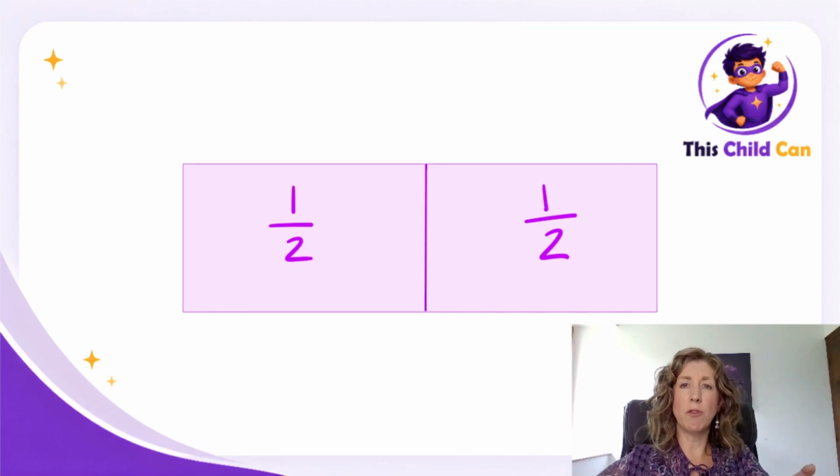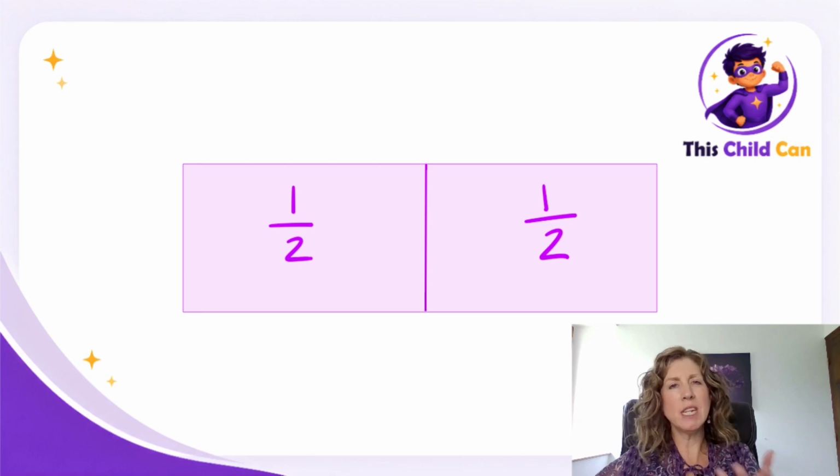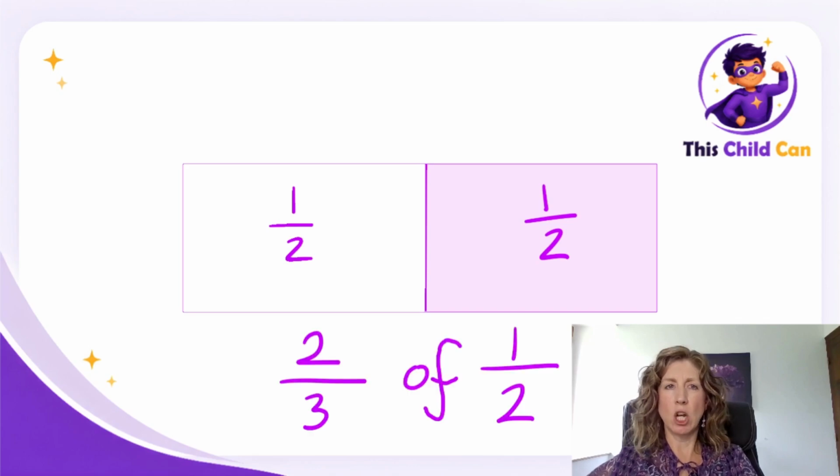That is where children often lose the meaning. Their eyes go to the whole shape, but the question is asking for a fraction of the shaded part. And a useful way to say it is start with the part after "of". So we start with the half. Now we need 2/3 of that half.